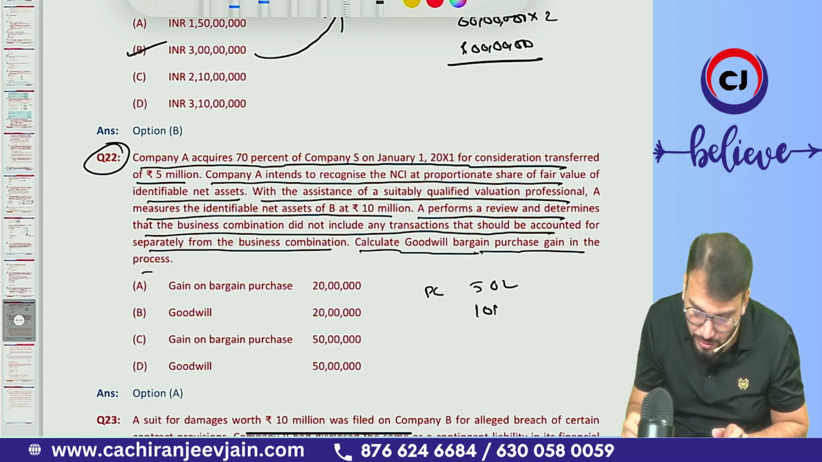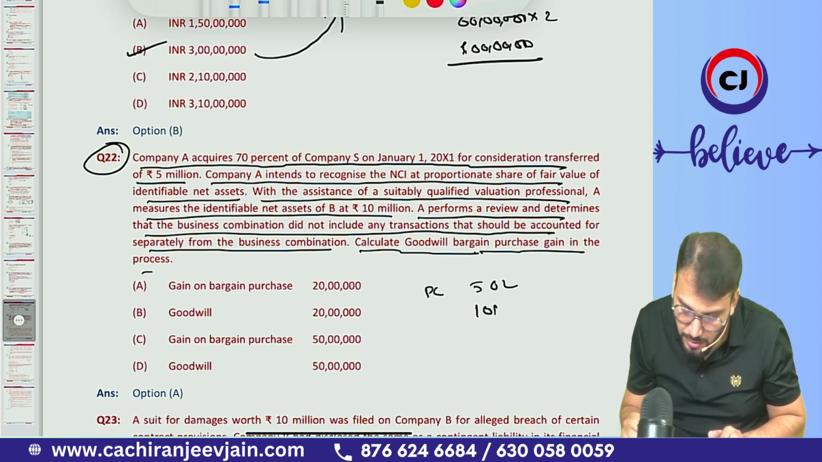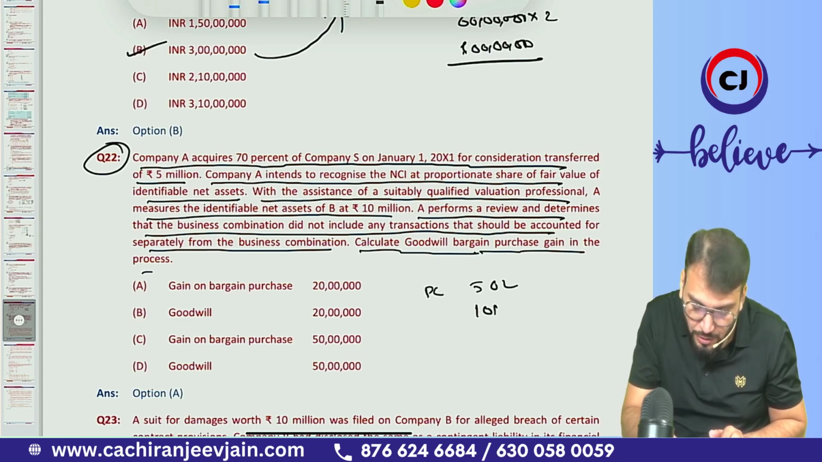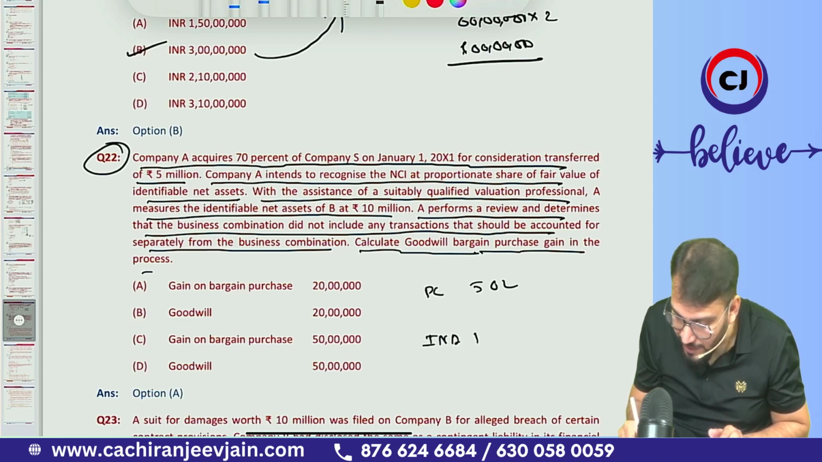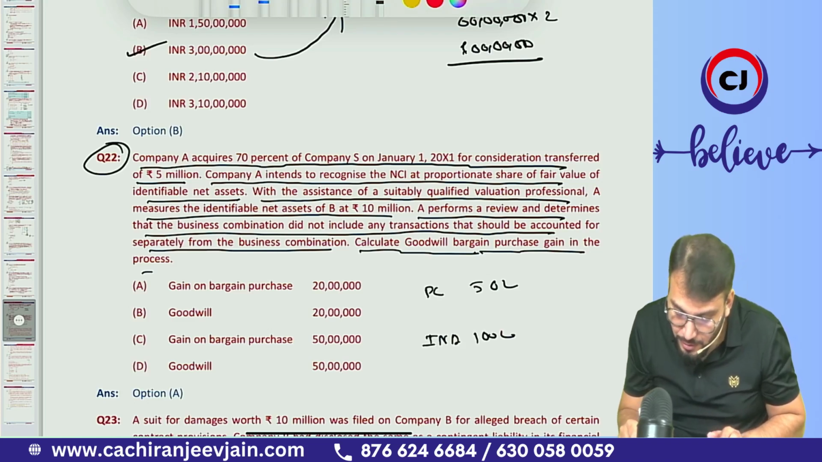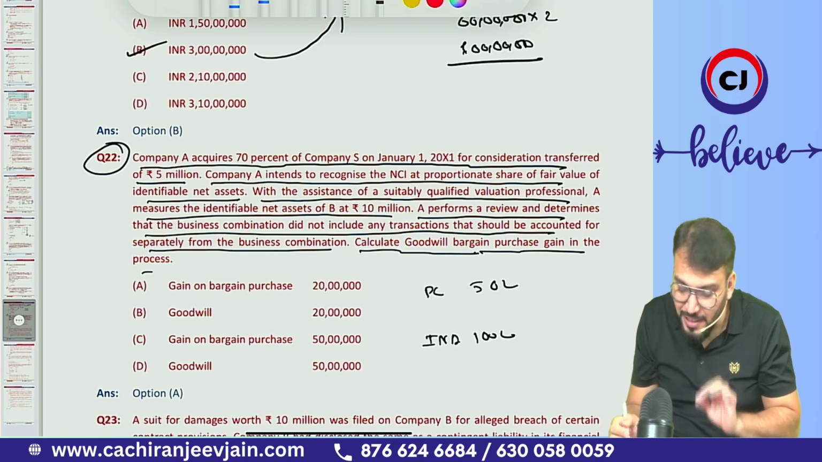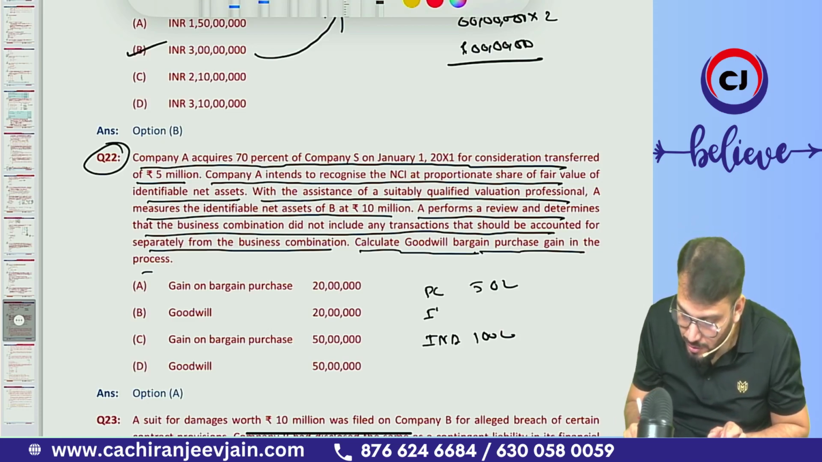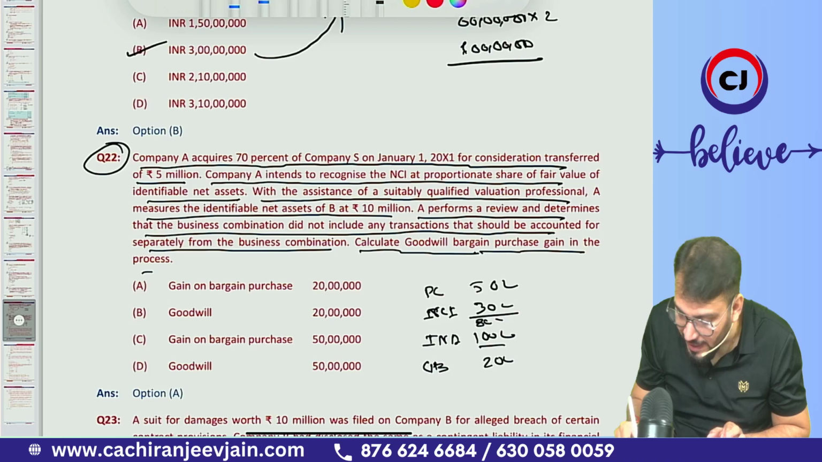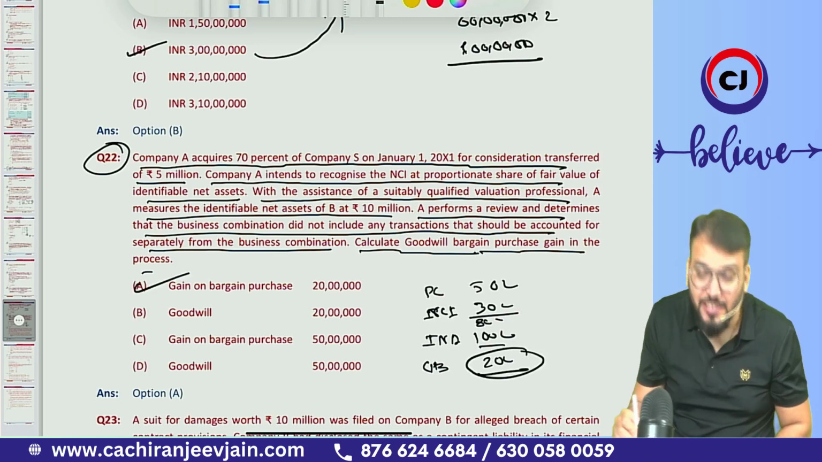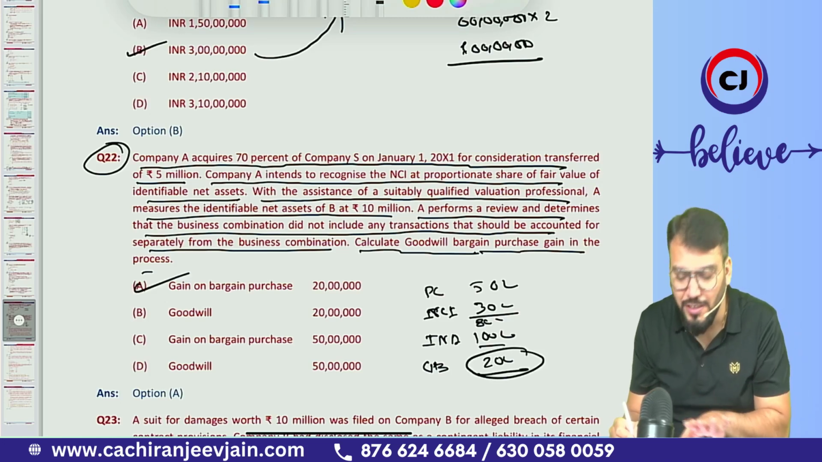10 million means 100 lakh. So INA is 100 lakh. And 30% of INA means how much? NCI will be 30% of INA, which means 30 lakh. So this becomes 80 lakh. So gain on bargain purchase will be 20 lakh. So gain on bargain purchase of 20 lakh is the answer. Correct?